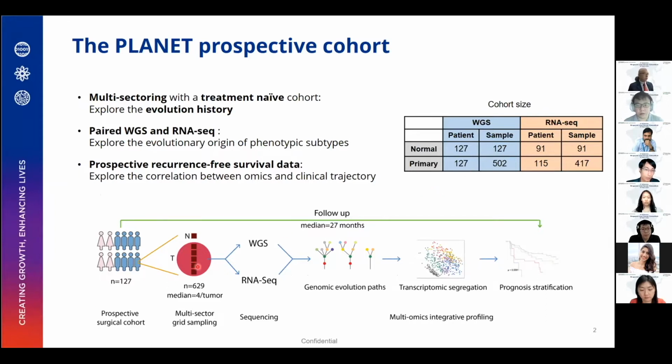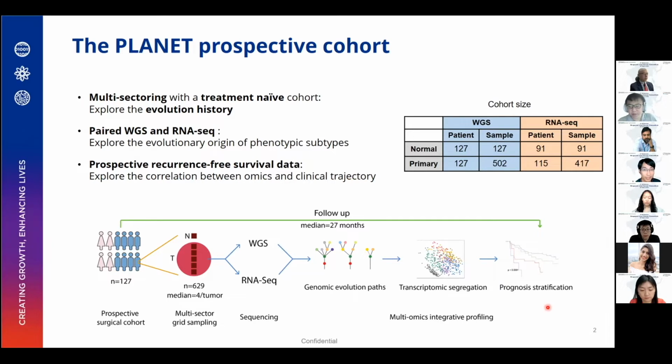Here we are also using multi-sector sampling technology and whole genome sequencing and RNA-seq, but on a larger cohort of 127 patients with prospective survival follow-up data. The limitation of the previous study is that they lack a framework to summarize from genomic evolution to transcriptomic phenotype to prognosis stratification.